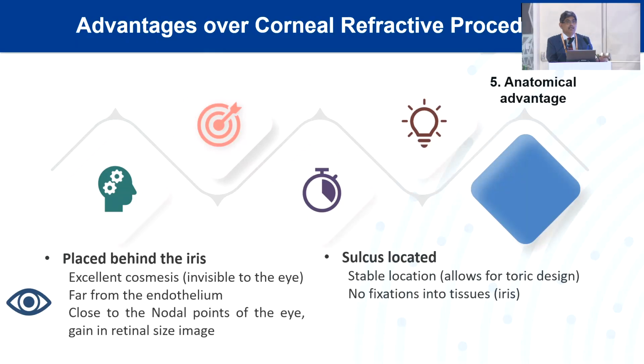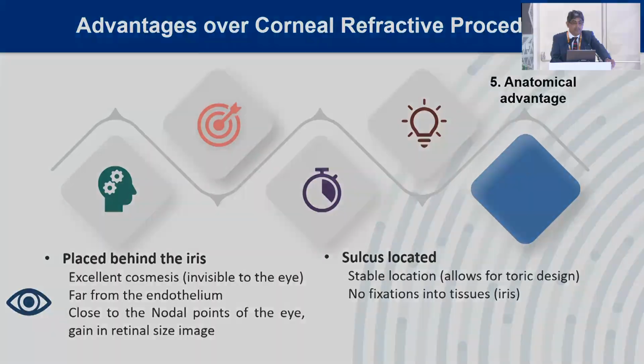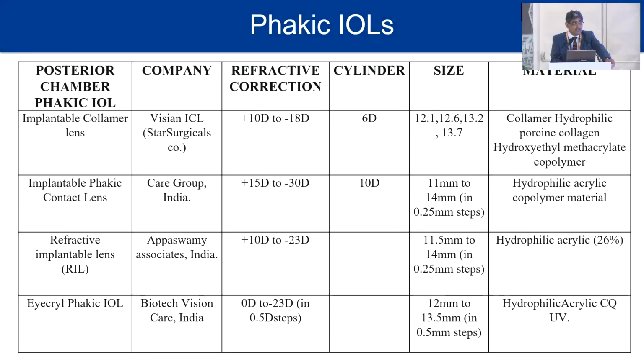We have seen that in most of our patients there is improvement in the vision and Snellen's chart vision, and it is located in the sulcus, which has a stable location, and therefore we can do toric correction also, and there is no fixation to the iris tissue. So this table is very important for us.